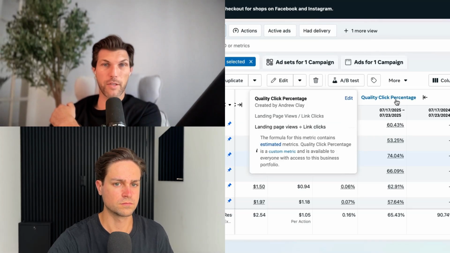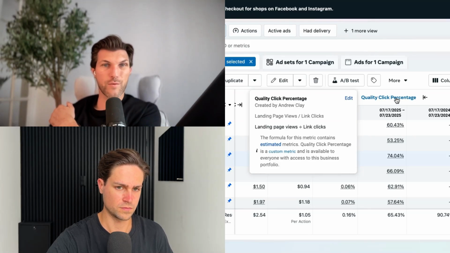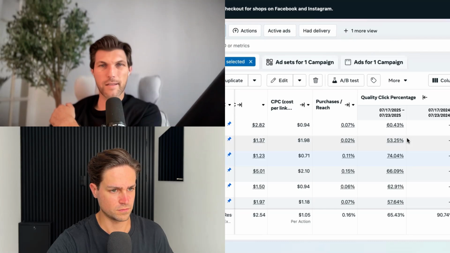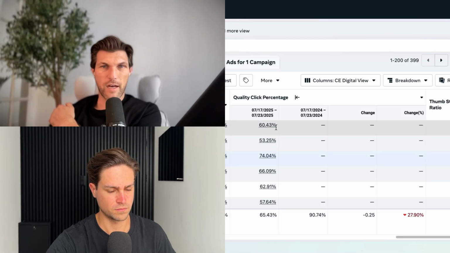It just tells you, of the people that are clicking out from an ad, how many people are actually getting tagged by the pixel in a landing page view. That's another one to monitor. Less effective now if you have an MTA or are using Northbeam and stuff, but this is a good one.